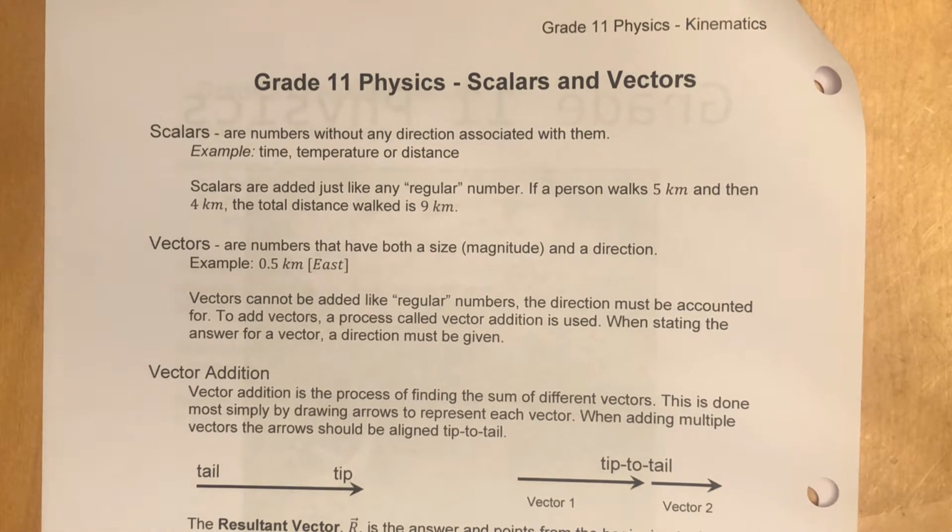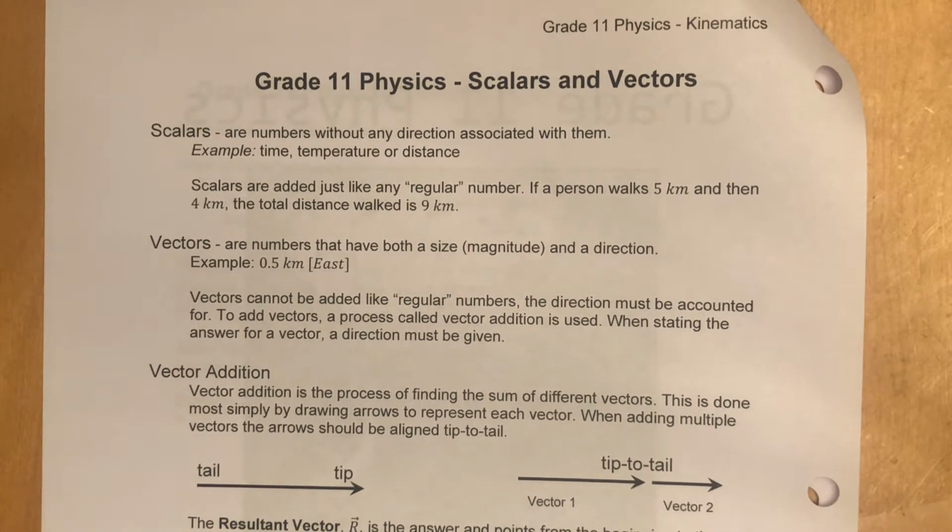Unlike scalars, vectors are numbers that have both a size, which we would call a magnitude, as well as a direction. So for example, you might have traveled 0.5 kilometers east. Vectors cannot be added like regular numbers. The direction must be accounted for. To add vectors, a process called vector addition is used. When stating the answer for a vector, a direction must be given.